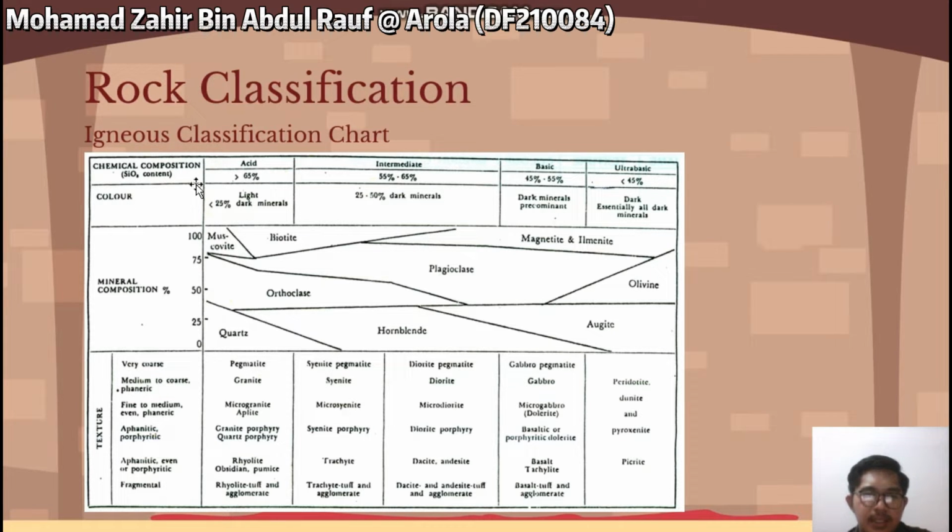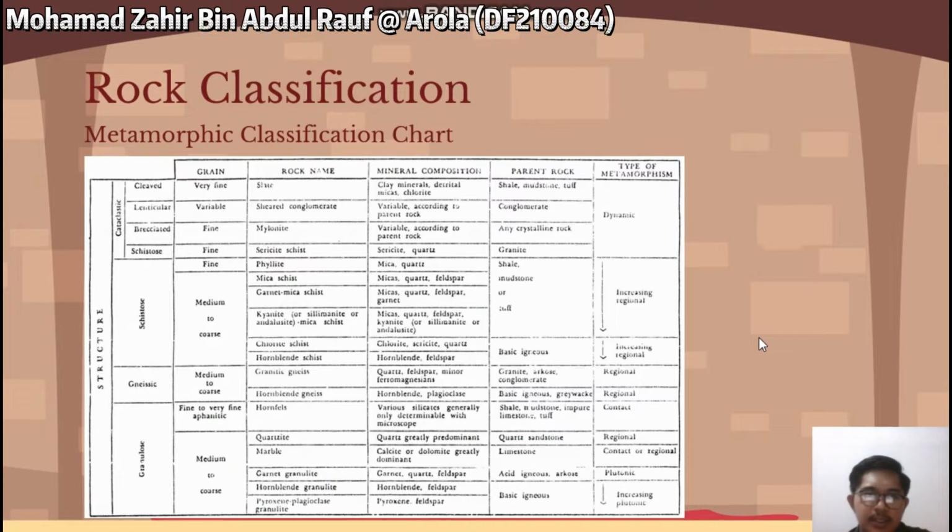For example, igneous. How can we know the mineral composition? We have to refer to this table. Also the chemical composition, color, and texture. Next one is the metamorphic. You can also find the mineral composition, parent rock, type of metamorphism, and the structure of the metamorphic rock.